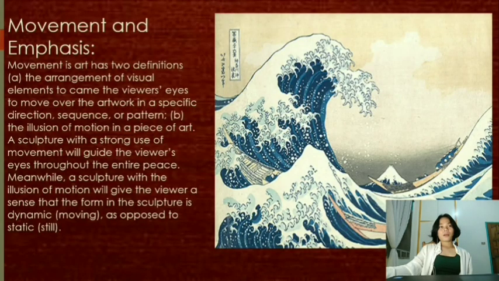Movement and emphasis. Movement in art has two different definitions: A, the arrangement of visual elements to cause the viewer's eyes to move over the artwork in a specific direction, sequence, or pattern. B, the illusion of motion in a piece of art. Sculpture with a strong use of movement will guide the viewer's eyes throughout the entire piece. Meanwhile, a sculpture with the illusion of motion will give the viewer a sense that the form in the sculpture is dynamic, moving as opposed to static, still.